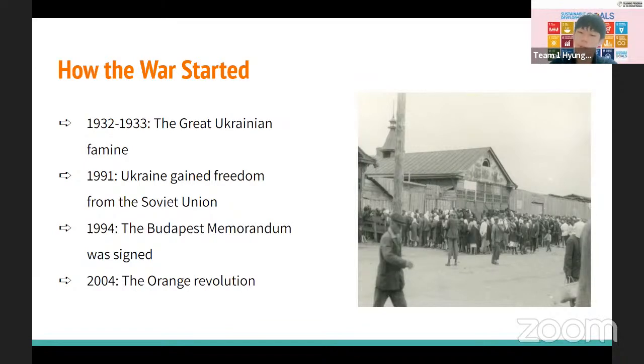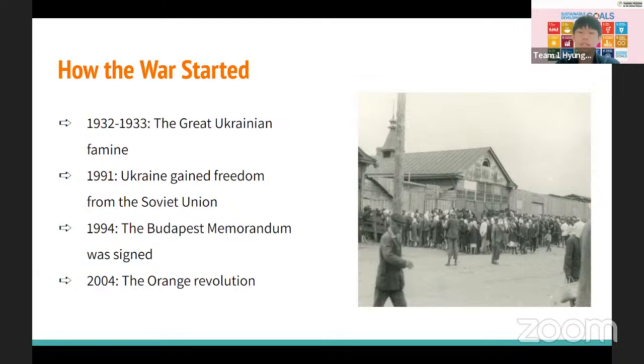Also, even before the occupation of the Soviet Union, the Crimean War took place in the 19th century, caused by the territorial dispute over the Crimea Peninsula. From 1932 to 1933, the Great Ukrainian Famine occurred, leading to the death of 10 million civilians. The famine was caused because of the collectivization policy implemented by the Soviet under the control of leader Joseph Stalin.